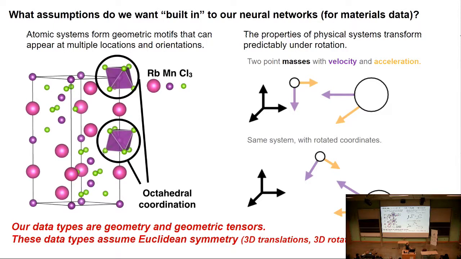So what does this mean? This means that our data types are geometry and features on that geometry, or geometric tensors, which are specifically features that transform predictably under rotation. And I'm going to emphasize that I'm going to say geometric tensor to specify these types of tensors. If you use TensorFlow or PyTorch, they also call those tensors. Those are really multidimensional arrays, versus geometric tensors have this specific transformation properties.